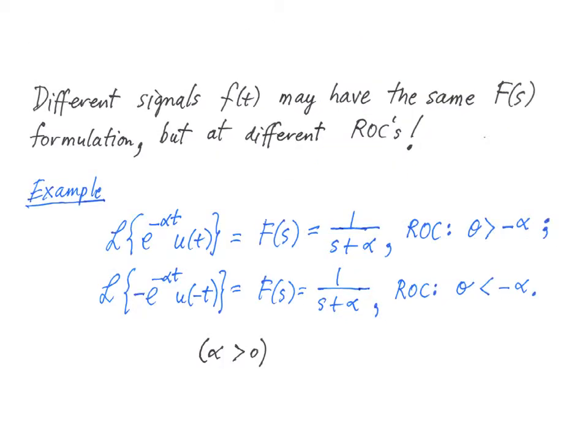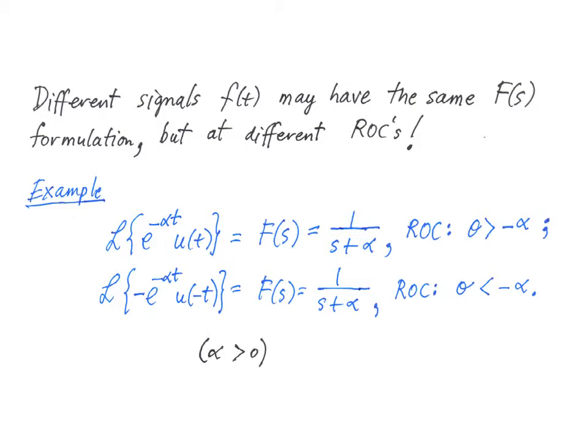It's interesting to note that it's possible to have the same expression for F of s for different time signals f of t. The only thing making them different in the S domain is the region of convergence. Here's a specific example of that. A decaying exponential e to the minus alpha t, where alpha is greater than 0, times u of t. It has a Laplace transform 1 over s plus alpha, which is only defined when sigma is greater than minus alpha.